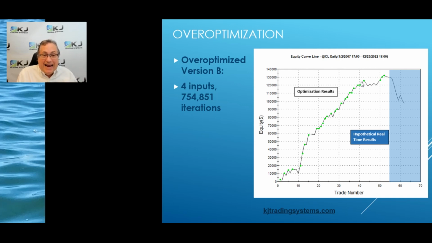This was the best case out of 754,851 different cases. What are the chances? Think of it this way. What are the chances of that case also being the best case or even a good case going forward? Pretty small, right? And look what happened. Again, terrible performance in 2022.